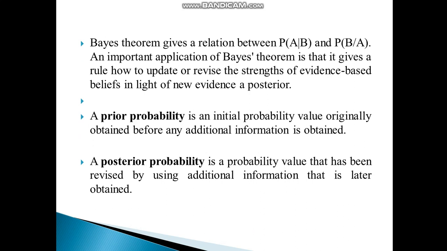The important application of Bayes theorem is that it gives the rules on how to update or revise the strength of evidence-based belief in light of new evidence. There are two probabilities. One is the prior probability, the initial probability value originally obtained before any additional information is obtained. Posterior probability is the probability value that has been revised by using additional information that is later obtained.